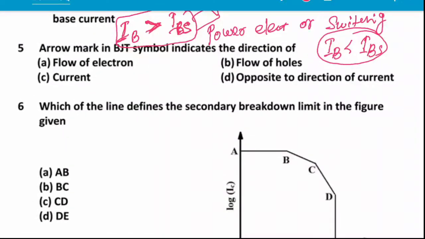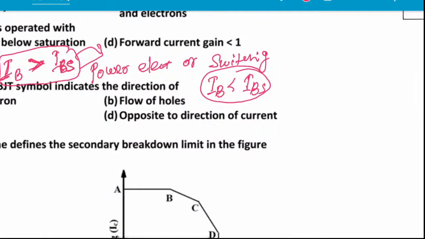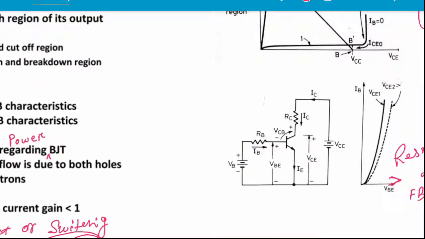The arrow marked in the BJT symbol indicates the direction of what? What is the BJT symbol? Suppose we consider this one. This image is for a BJT. What does this arrow represent?